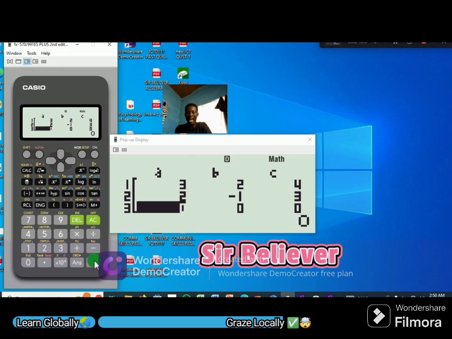Then to move on to the last equation of the question, this is supposed to be 5x minus 3y plus 5z equals minus 1. So we are going to enter our figures. The coefficient of x, which is supposed to be our A, is 5. Then we move on to the coefficient of y, which is B, to be minus 3. So you press minus 3, then you press equal to.